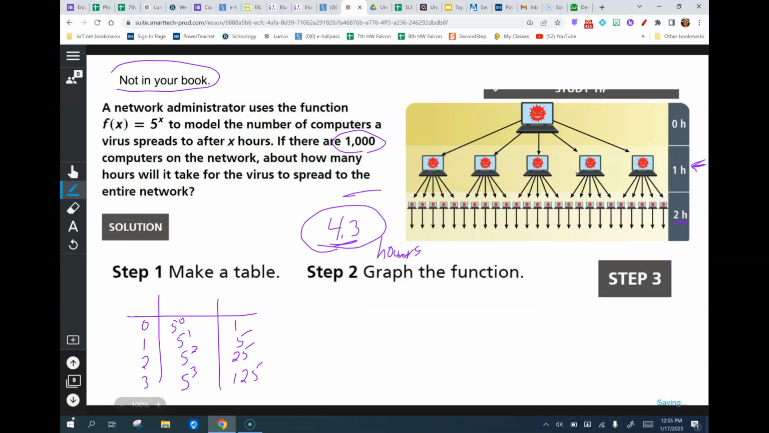Now what we can do is check that. We can take f of 4.3 and plug that in: 5 to the 4.3 power. Take your calculator, 5 to the 4.3, and it gives us 1012. So maybe we could do 4.2. Let's take 5 to the 4.2, and that gives us too little. So you can see that it's going to be really close, and we're just going to use that 4.3.